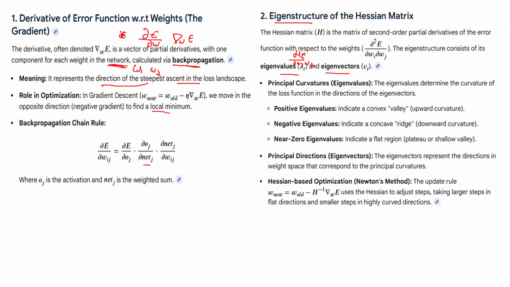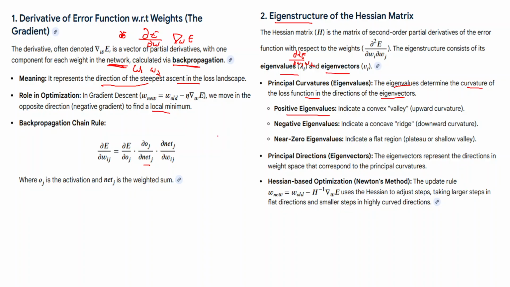The eigenvalues determine the curvature of the loss function in the direction of the eigenvector. We have to look at the role of the eigenvalue and the eigenvector. Eigenvalues determine the curvature of the loss function in the directions of the eigenvectors. Positive eigenvalues indicate convex, that is upward curvature. Negative eigenvalues indicate concave or a ridge, which is a downward curvature.